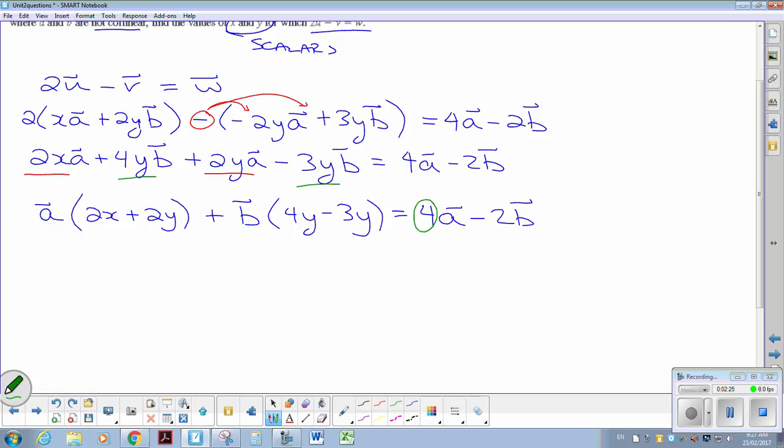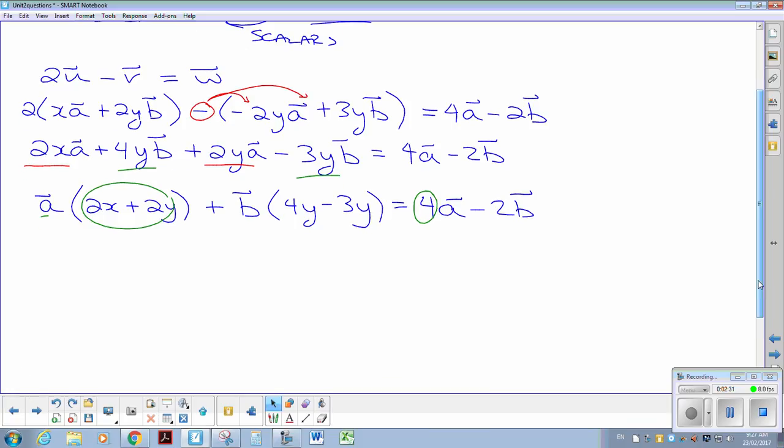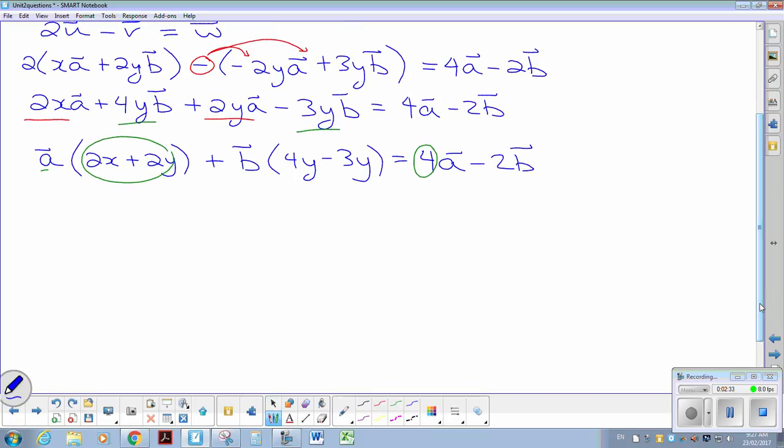So for the a vector, I know in the end, the coefficient has to be a 4. So that means here's my a vector, this is going to have to equal 4. So from here, we can kind of jump out. I know that 2x plus 2y is going to have to equal 4. Divide everything by 2, I know x plus y has to equal 2.